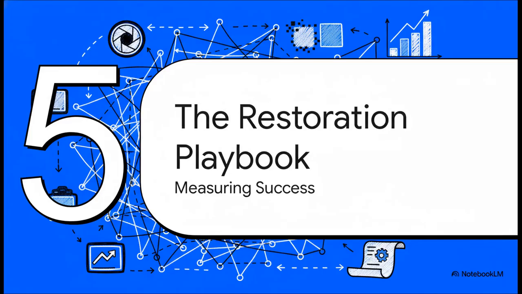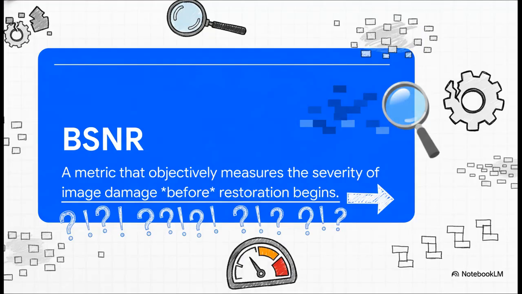Okay, so let's pull all these threads together. How do we actually measure if we've succeeded? And what does the final master playbook for fixing any image even look like? Well, the very first step is always to size up the damage, and that's what BSNR, the blurred signal-to-noise ratio, is for. It gives us a hard number that tells us exactly how bad the corruption is before we even lift a finger. It basically tells us how tough our case is going to be.